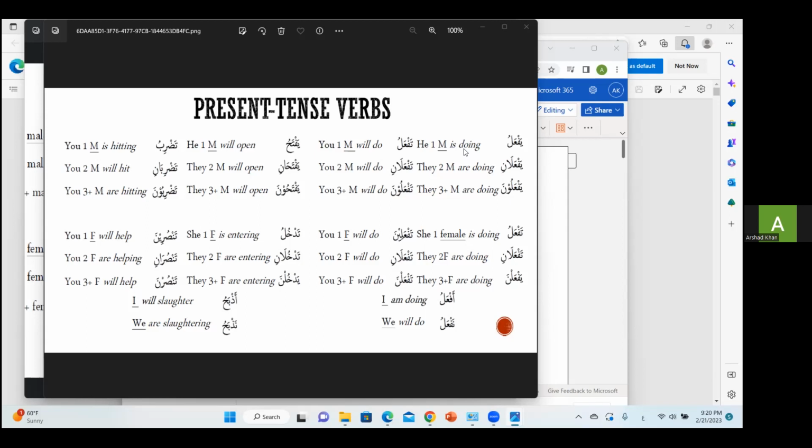Brother Nafis, we took yatawadda'u for somebody who is doing wudu. If you want to say I am doing wudu, how would you say it?